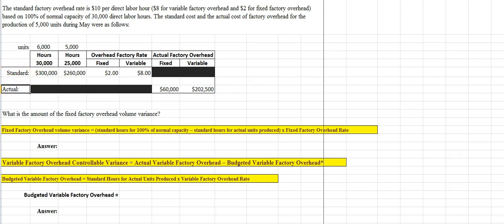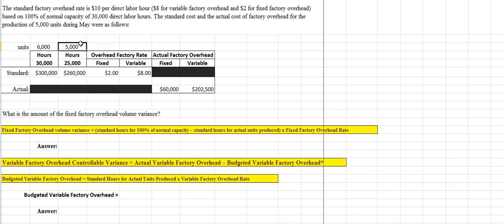Okay, so the standard hours would have been $260,000 for 5,000 units. For 6,000 units, it would have been $300,000. Why? How do we know this? Well, we know that it's $8 per direct labor hour, and normal capacity is 30,000 direct labor hours. So 30,000 times $8 is $240,000 of variable, and 30,000 times 2 is 60,000. That would give me a total standard cost of overhead of 300,000, right?